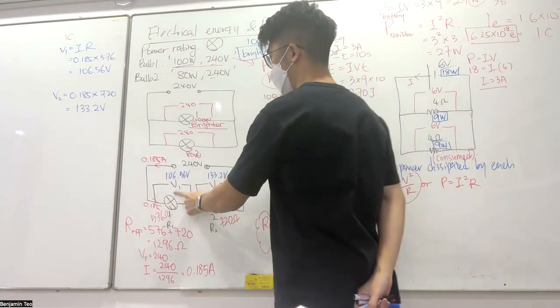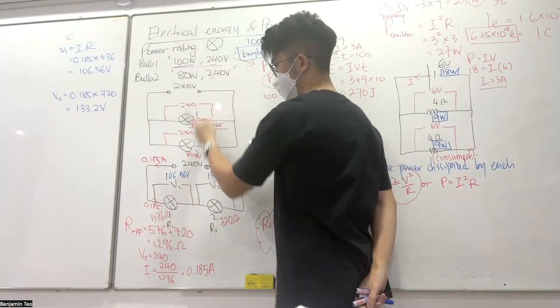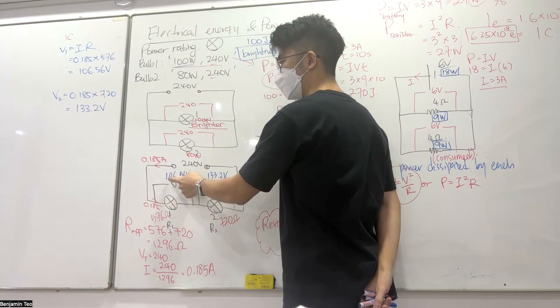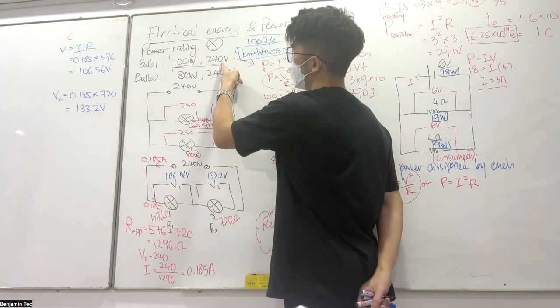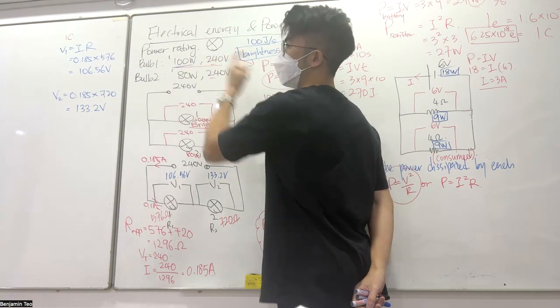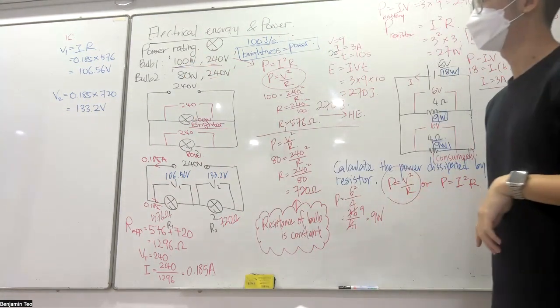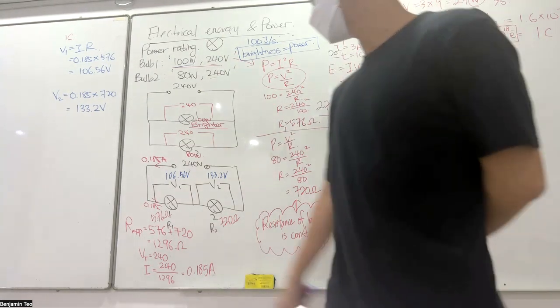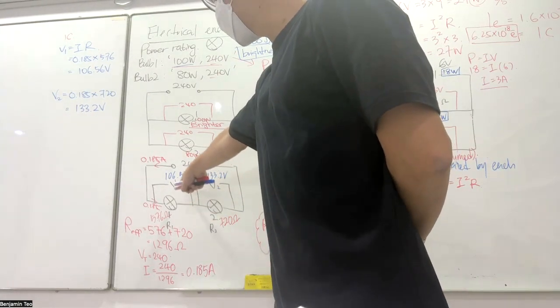Are they getting their optimum voltage? No. If V1, bulb 1, gets only 106, then it will not be operating at 100 watts already, because the power rating says only if you give it 240. Because of your series connection, they are not getting 240.